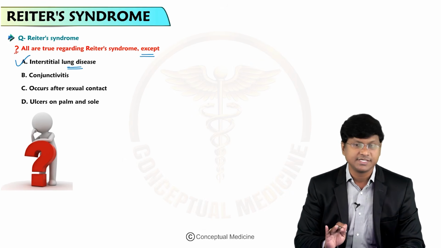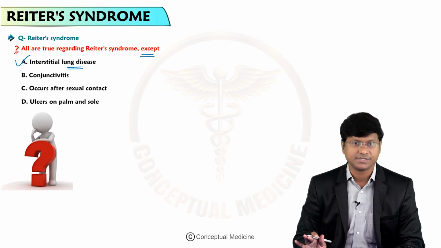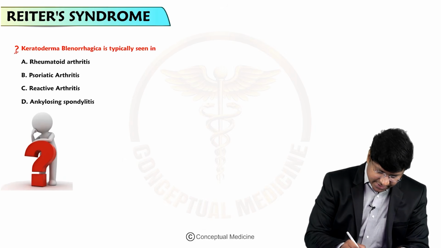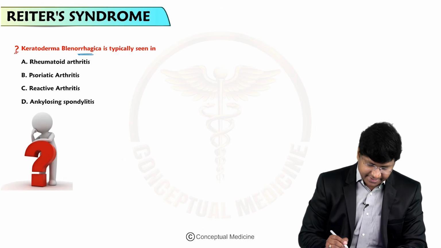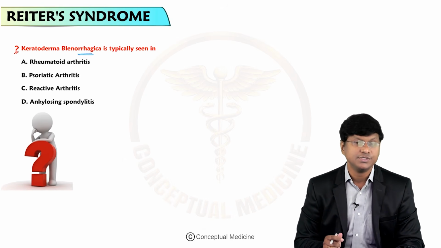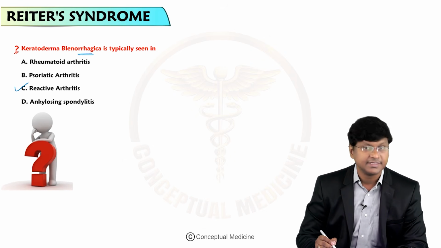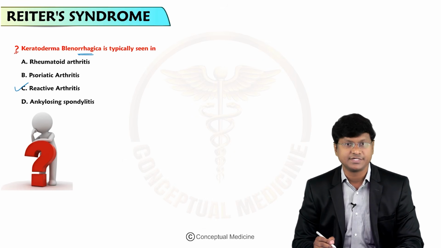So interstitial lung disease is not a manifestation of Reiter's or reactive arthritis. Another question: keratoderma blennorrhagica is typically seen in rheumatoid arthritis, psoriatic arthritis, reactive arthritis, ankylosing spondylitis. So keratoderma blennorrhagica is typically seen in reactive arthritis or Reiter syndrome.